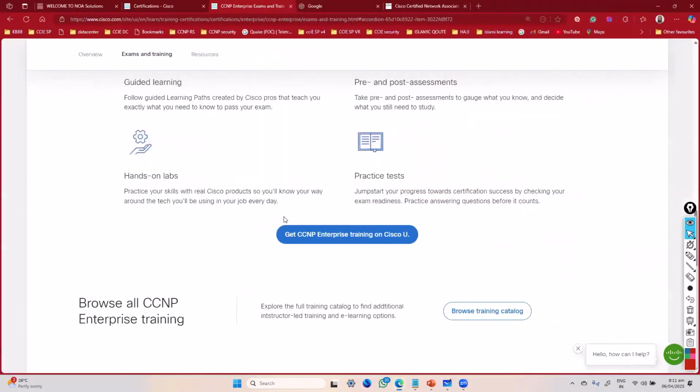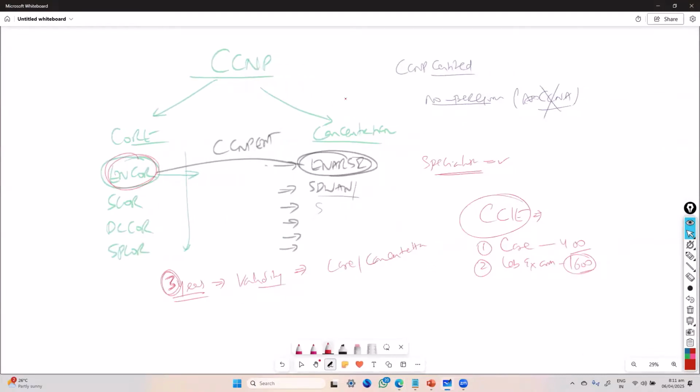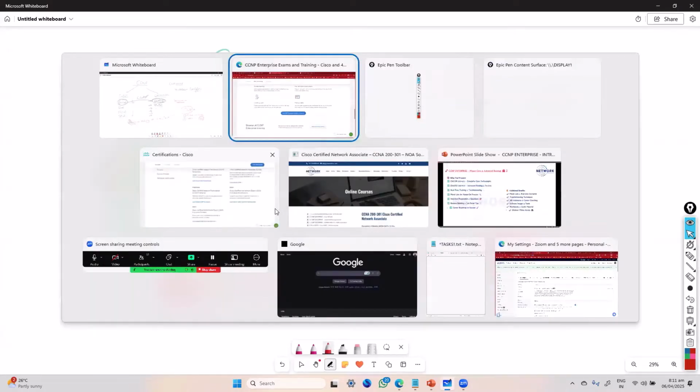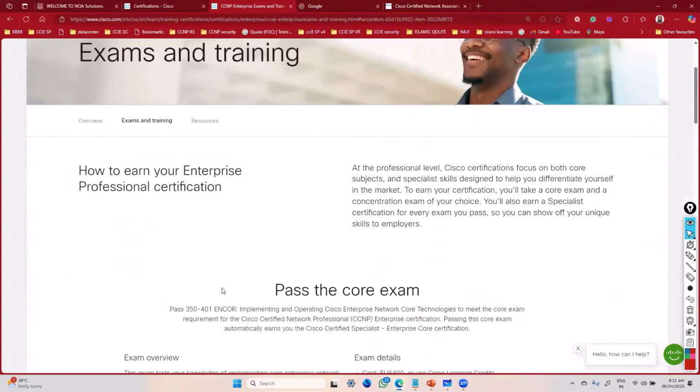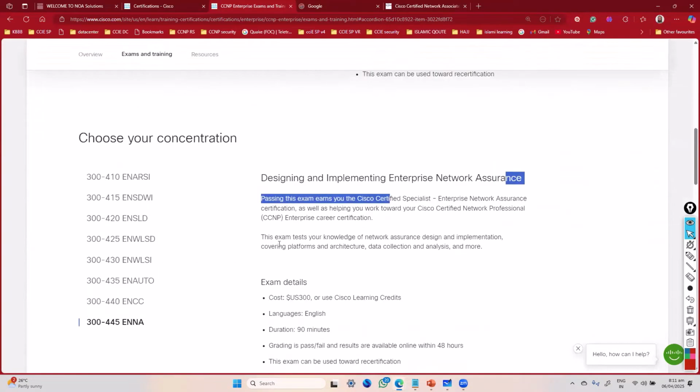So basically, this is how the certification goes for CCNP currently. They introduced all these changes in Feb 2020, so now things have changed, and it's still the same. This is how the certification goes. And you can always visit the website to check the latest exams available, and you will find the details on the website.